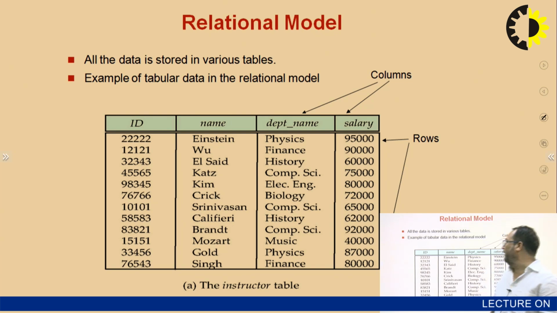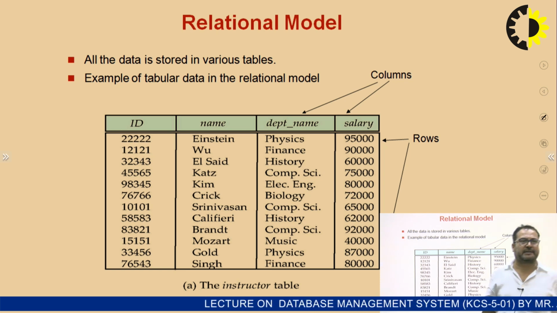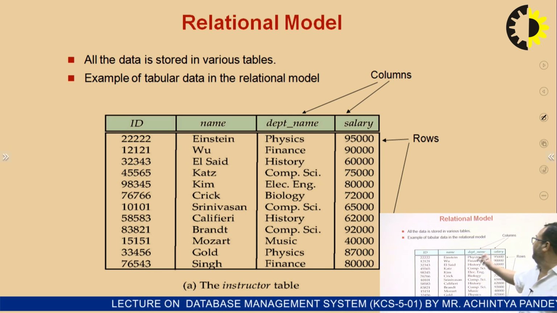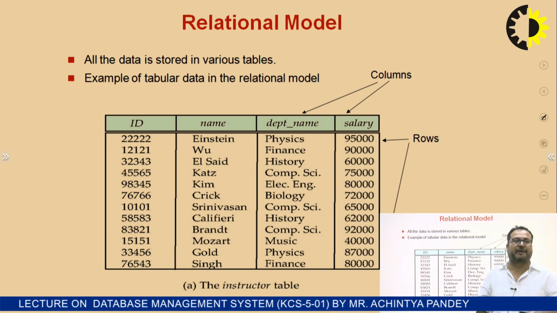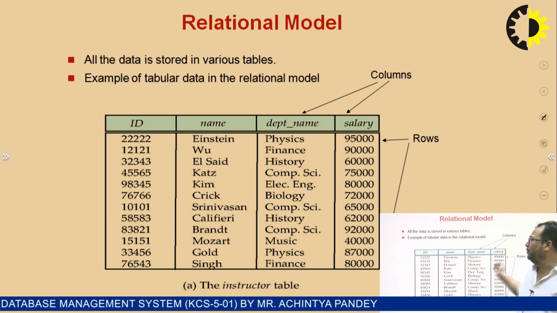This is the relational data model. Everything is under the table, so here rows and columns are there. Every row in the context of a database is called a tuple, and the table itself is called a relation. In the context of a database management system, the table is called a relation and the rows are called tuples.